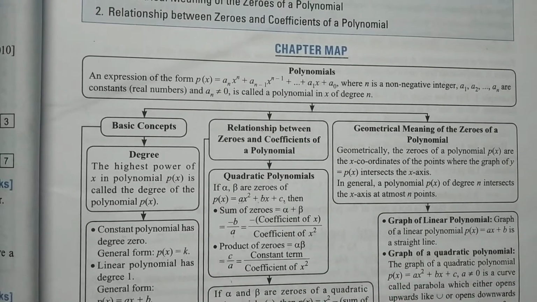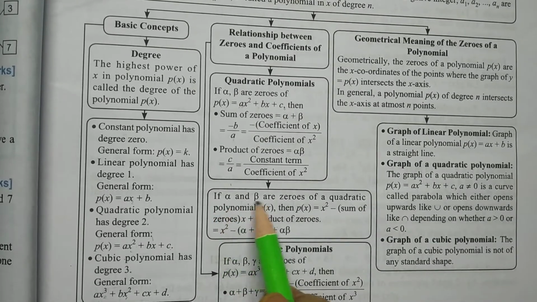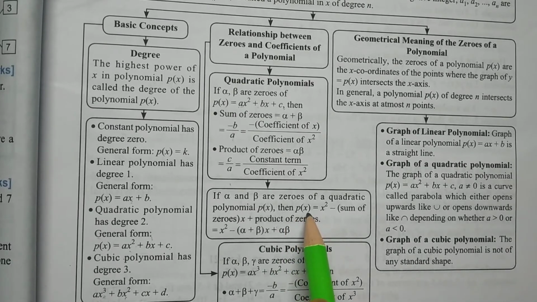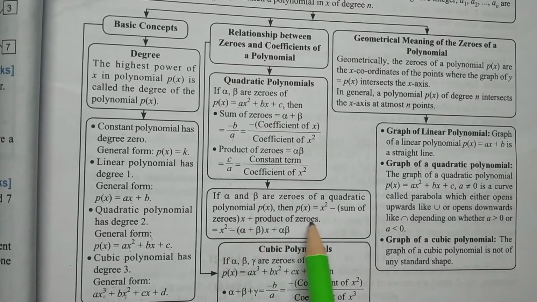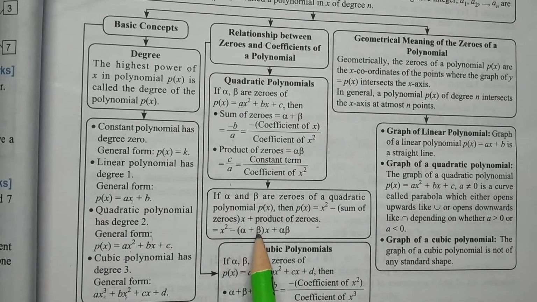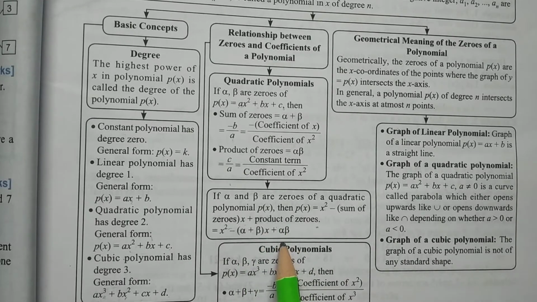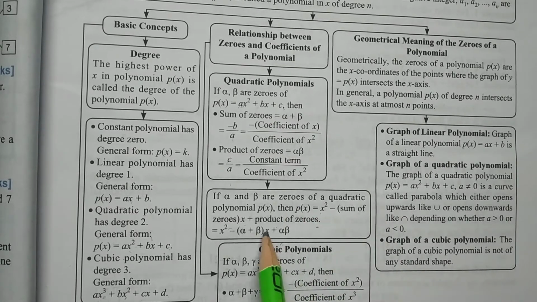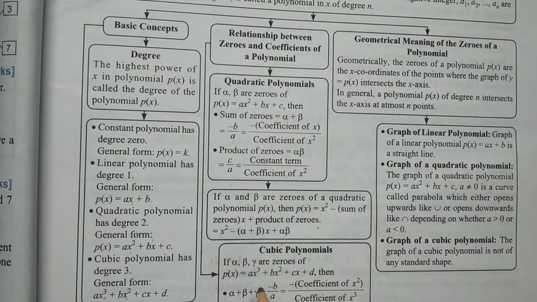This is very important, you have to remember. Next, if alpha and beta are zeros of a quadratic polynomial p(x), then p(x) is equal to x square minus sum of zeros into x plus product of zeros. Means if alpha and beta are zeros of this polynomial, if we know the sum of zeros and product of zeros, then directly we can write the quadratic polynomial. How? p(x) is equal to x square, and coefficient of x will be minus sum of zeros, and constant will be product of zeros.